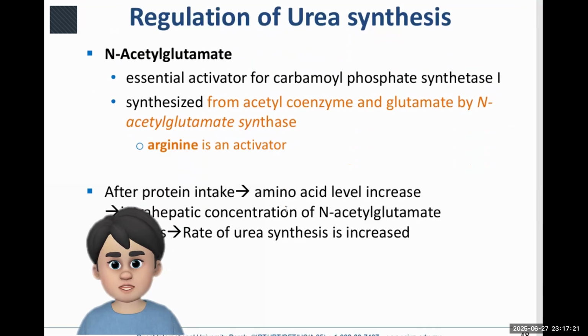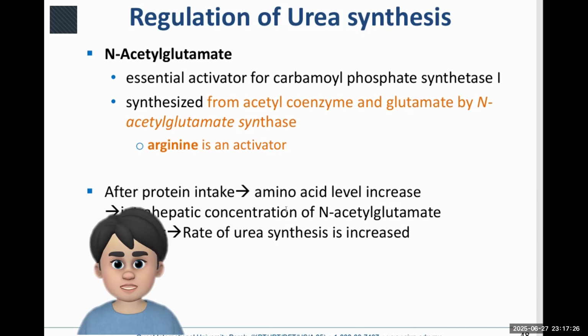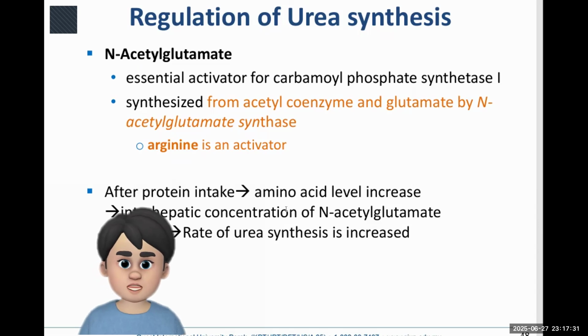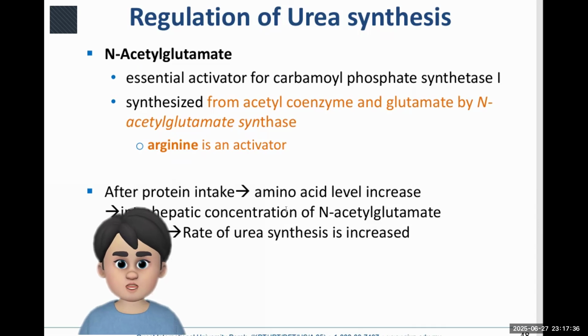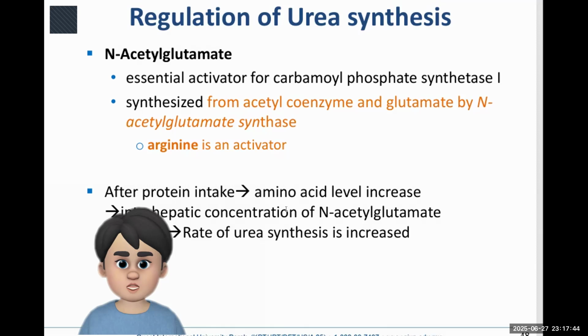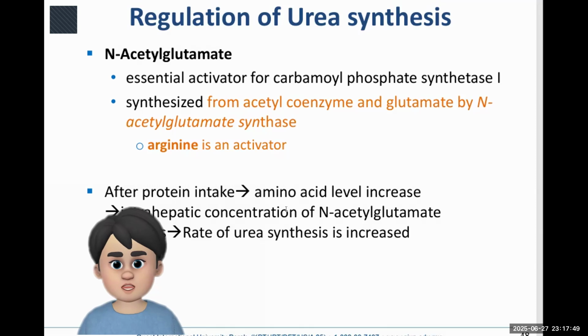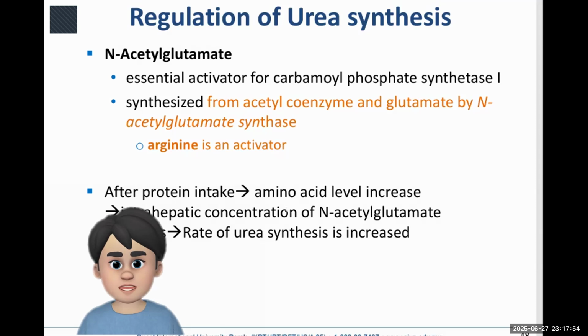Now we are done. This is a very simple explanation of the urea cycle, and we can have a look at it again. Regulation of urea synthesis: N-acetyl glutamate is an essential activator for carbamoyl phosphate synthetase 1, synthesized from acetyl coenzyme A and glutamate by N-acetyl glutamate synthase. Arginine is an activator. After protein intake, amino acid levels increase, then the intrahepatic concentration of N-acetyl glutamate increases, and the rate of urea synthesis increases. So put a star mark there.